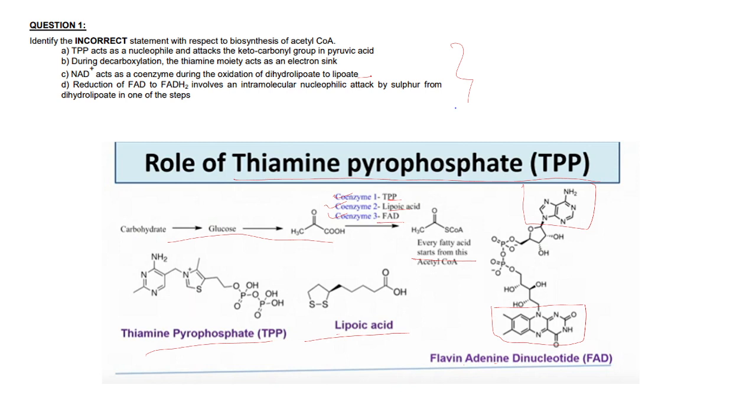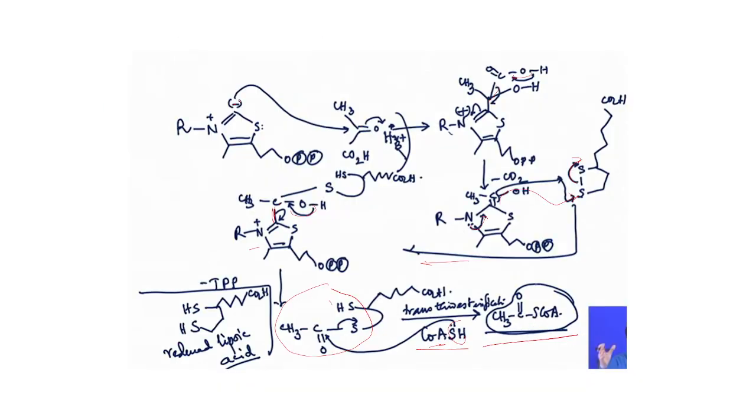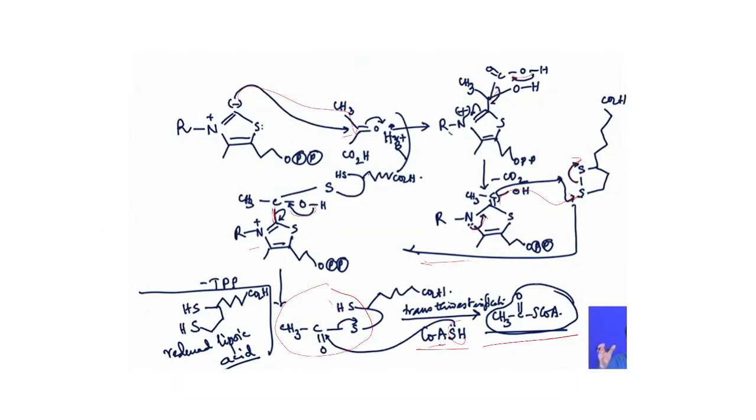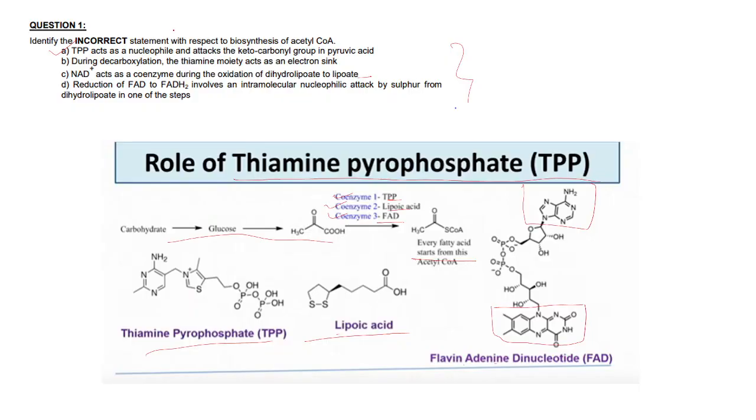Okay, so multiple coenzymes are involved here. The TPP acts as a nucleophile and attacks the ketocarbonyl of the pyruvic acid. So you can see the TPP acts as a nucleophile and attacks the carbonyl of this pyruvic acid. So this option is correct. During the decarboxylation, the thiamine moiety acts as an electron sink. This is the decarboxylation step. The electrons come here, and then get delocalized onto the positive nitrogen. So it acts as an electron sink. So this option is also correct.